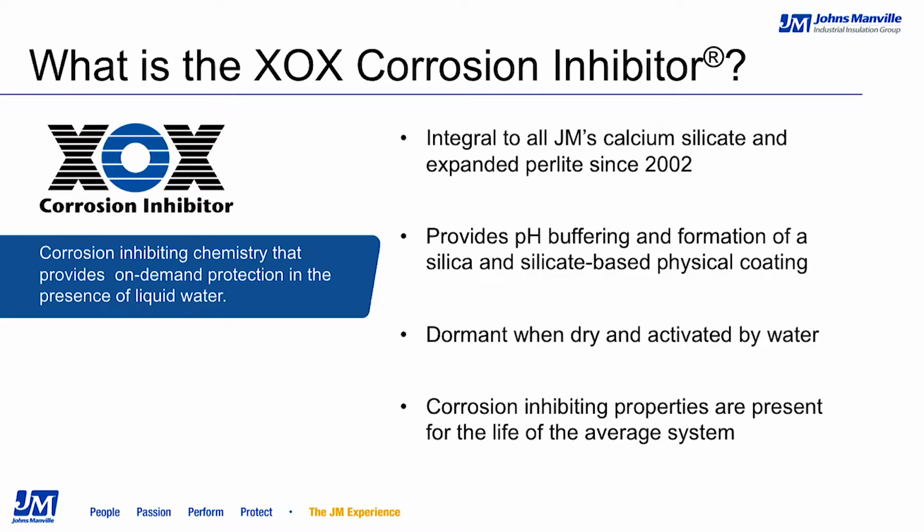So jumping back a few steps, I would like to briefly explain the XOX Corrosion Inhibitor. It has become an integral part of all Johns Manville's calcium silicate and perlite since 2002. It remains dormant until the product meets water. When it does meet water, it can provide a physical protective coating layer on the pipe in addition to pH buffering of corrosive compounds. What's great about the XOX component of the product is that the corrosion inhibiting properties are present for the average life of the system.